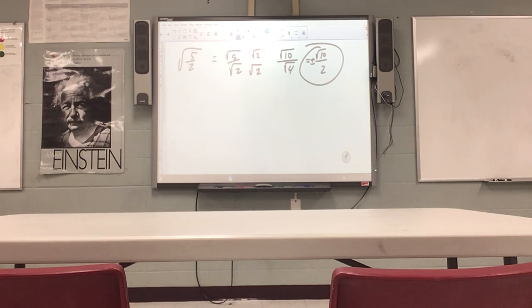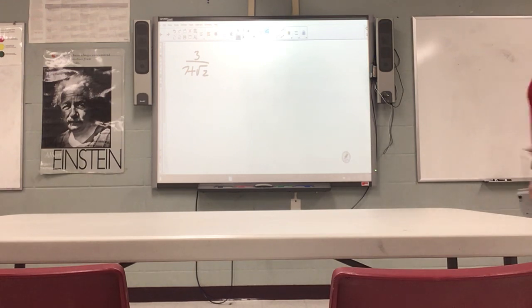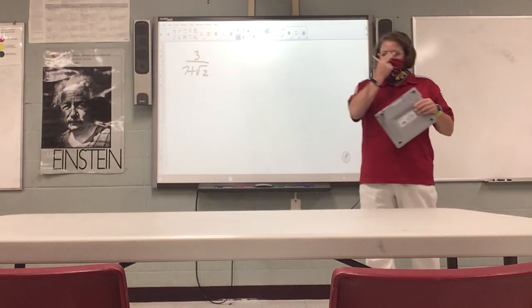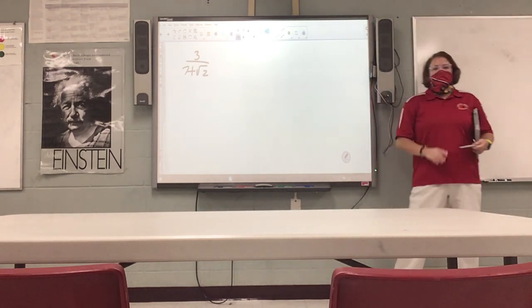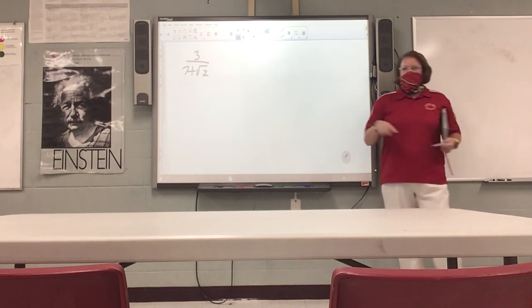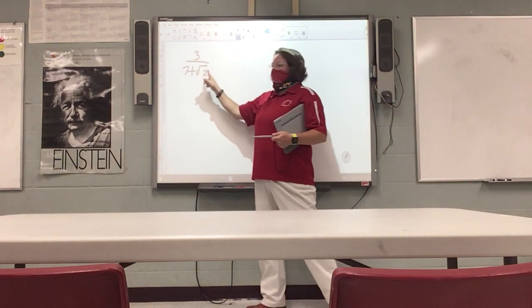That's the fun stuff. Let me get a new page for this one because it's a little different looking. 3 over 7 plus the square root of 2. Now, we won't see a problem like this very often, but we might every now and then, so we got to look at it. So what's different between this one and the last one is it's a binomial on the bottom. We got one term, two terms.